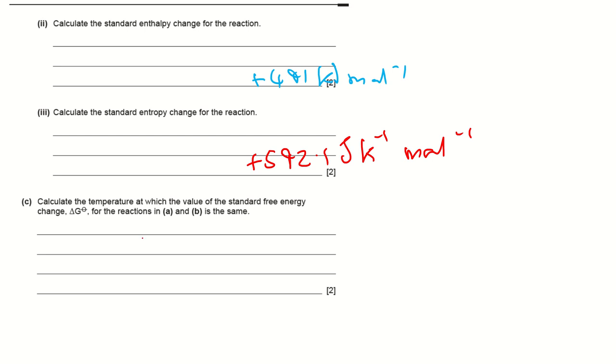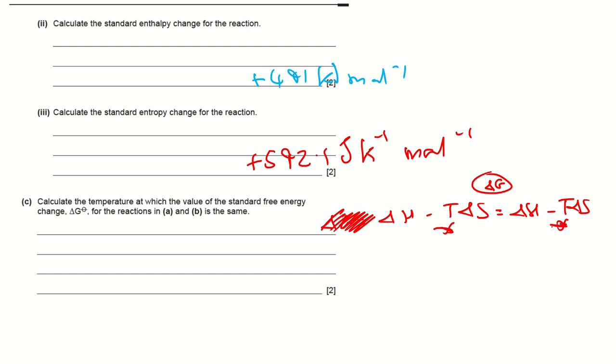In other words, delta G is equal to delta H minus T delta S. So what they're saying is, for both reactions, tell them at which point those two are equal. At which point is delta H minus T delta S for one equal to delta H minus T delta S for the other? Because both of those calculations are equal to delta G. So I've got to work out the temperature at which the outcomes of these two formulas would be exactly the same, in other words, at which point the delta G would be the same.